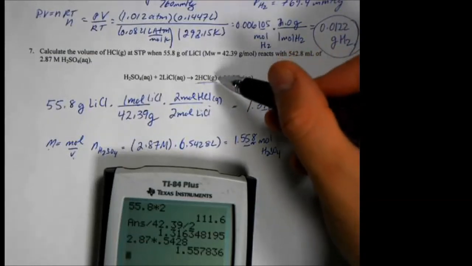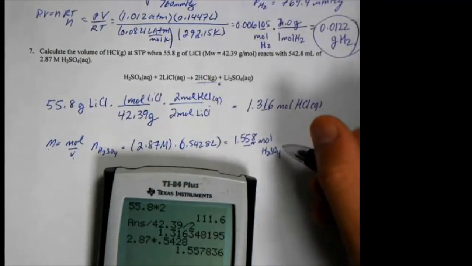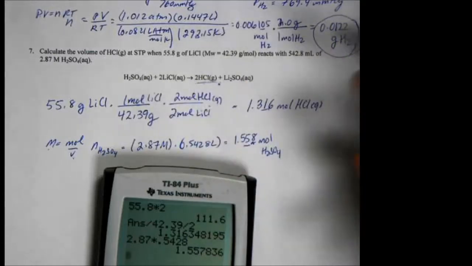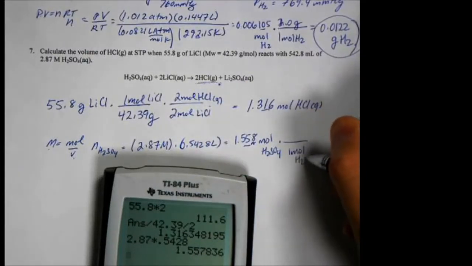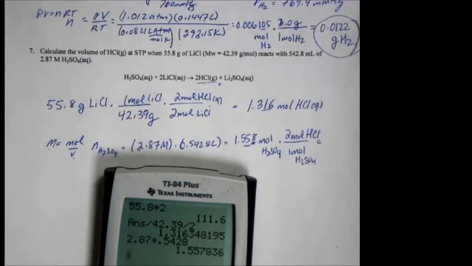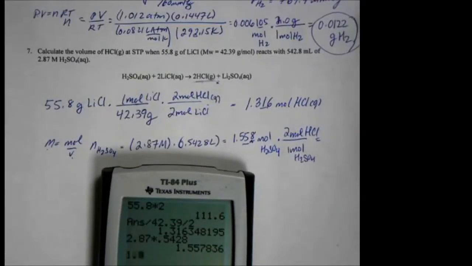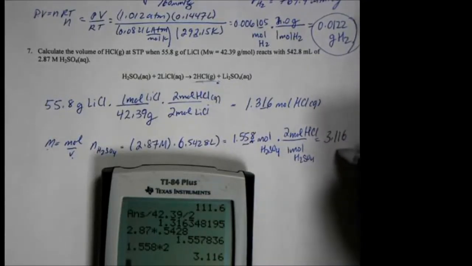And just like in the first problem, we can't just accept the moles of H2SO4. We have to see how much actually comes out of this reaction, how much HCl we get, because in this case, you can see that the mole ratio is different. So we know that for every 1 mole of H2SO4, there are 2 moles of HCl. So 1.558 moles times 2 is going to equal 3.116 moles.